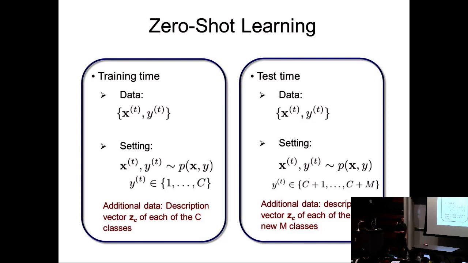At test time, the setting is that you have these additional M classes that you've never seen before. Because it's zero-shot learning, that basically means that you've never seen these classes before, but you're trying to recognize what they are.